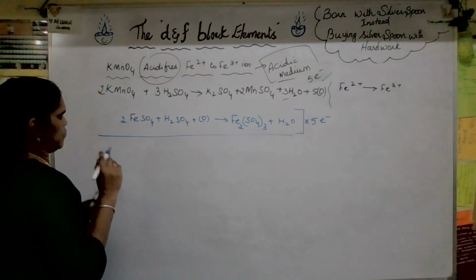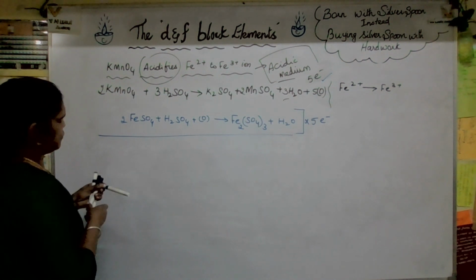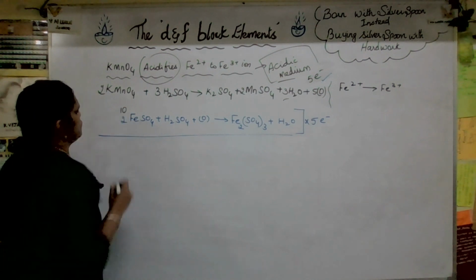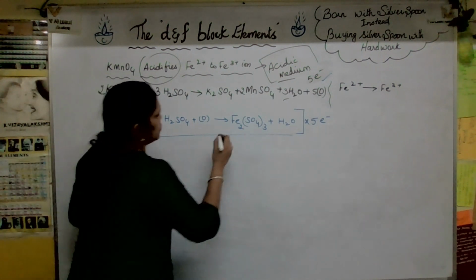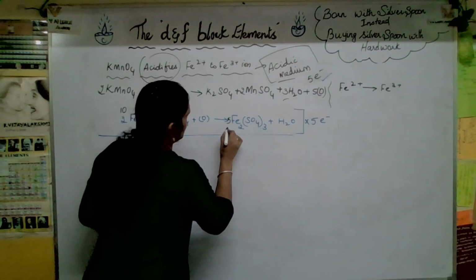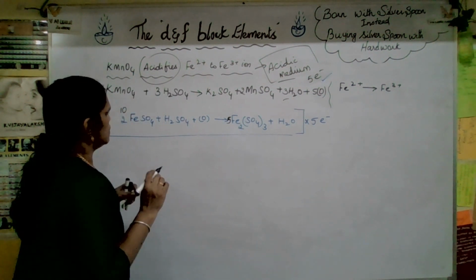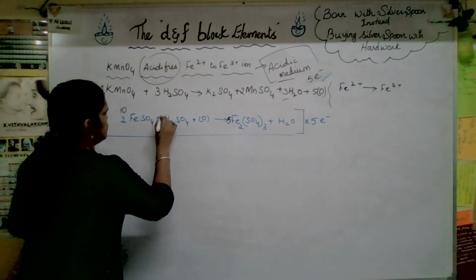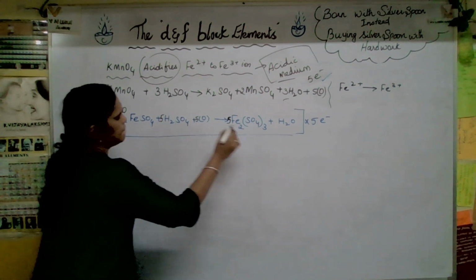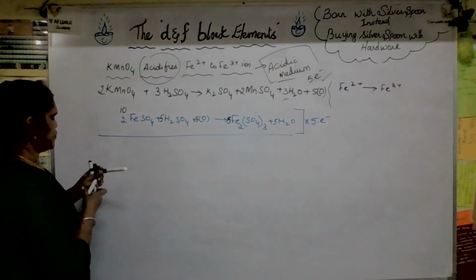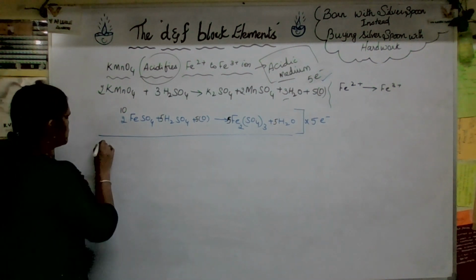Okay, now you have to multiply with that 5. So 5 twos are here 10 FeSO4. Here also what it is? Here 5. Here 5 twos are 10, right? So here 5. Then what it is? Here also 5 and here also 5 and here also 5. Right? Now write this full complete equation.